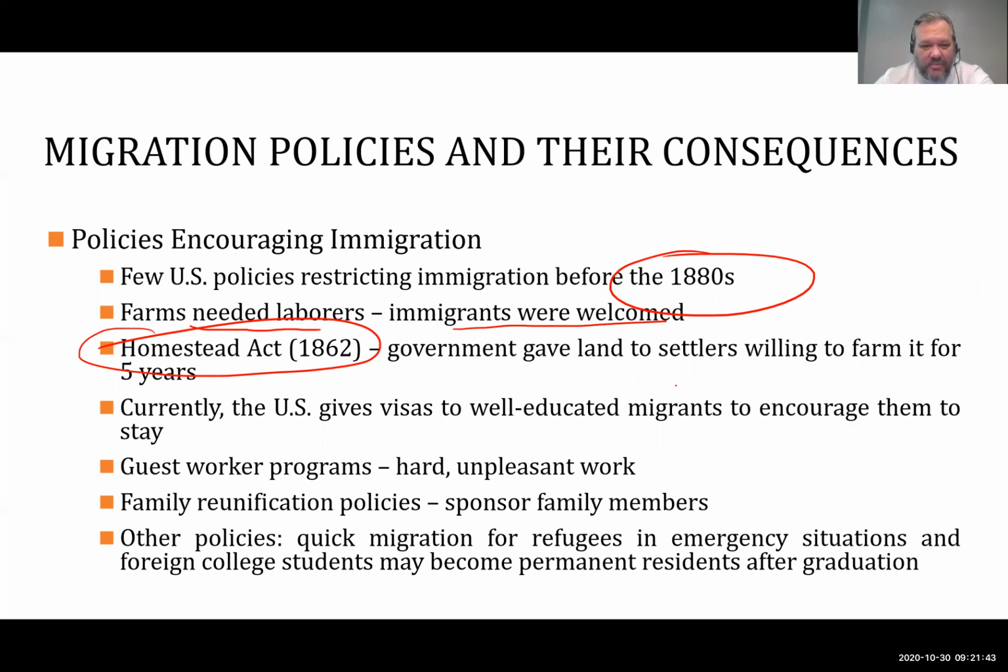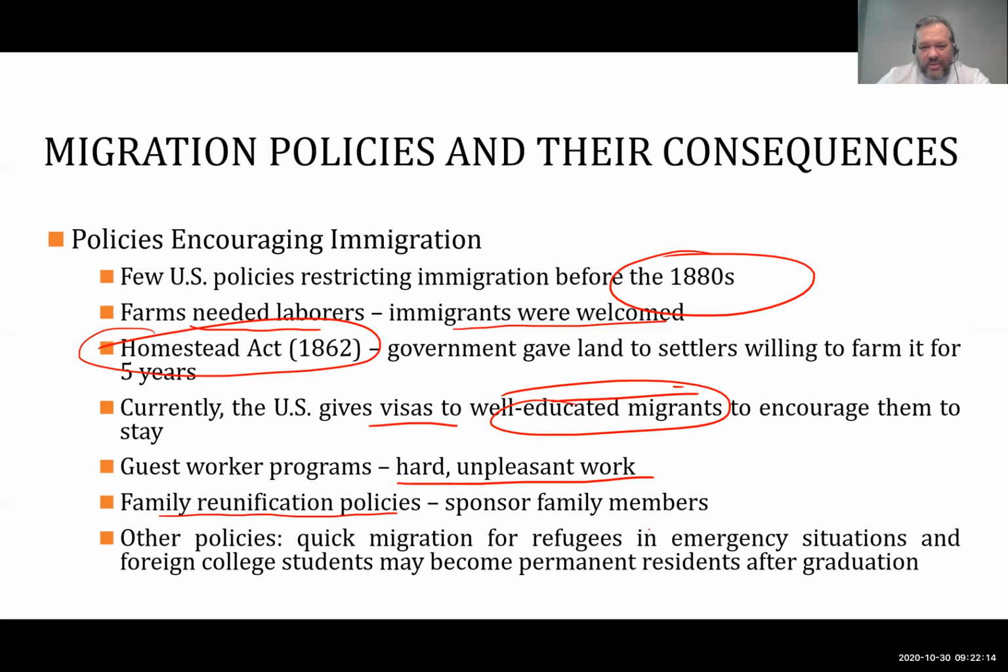Currently, the U.S. does give visas. Visa gives you a right to be in a place. To well-educated migrants, all right, we call these H-1B visas, and so we do have a lot of different policies for different groups of people. We have guest worker programs for work that might be hard or unpleasant to do. That can be challenging. Working on the farms would be an example of a guest worker program. Family reunification policies, which sponsors family members to come in. And there are a bunch of other ones.